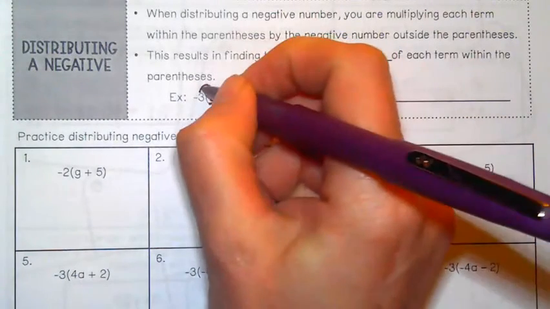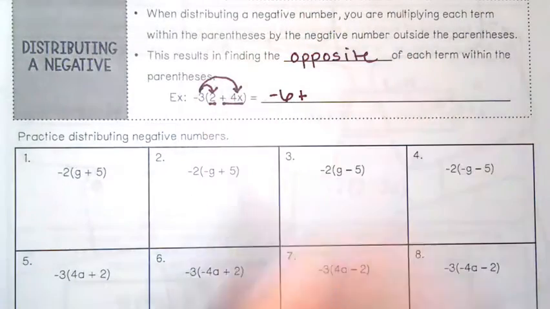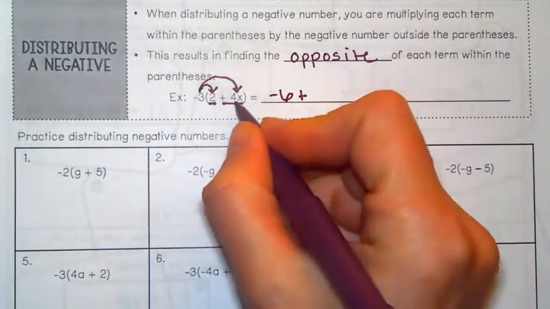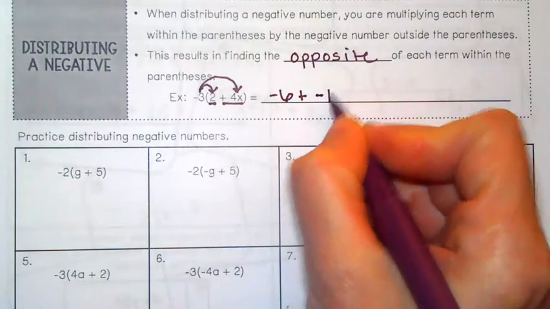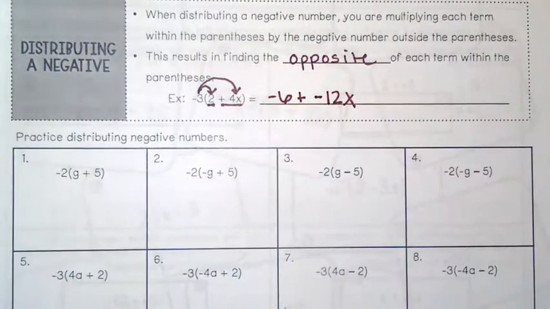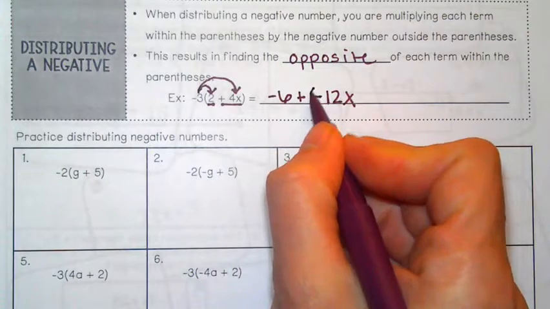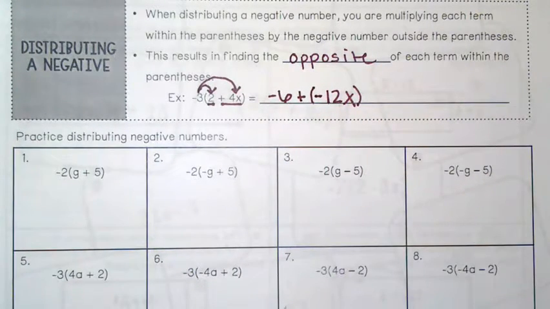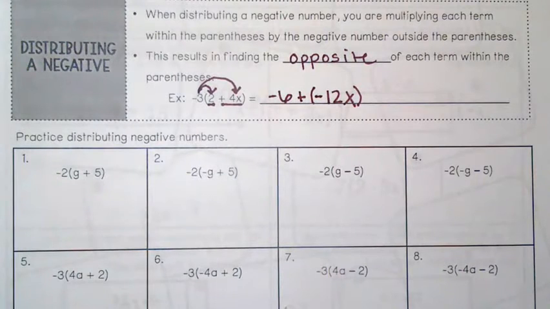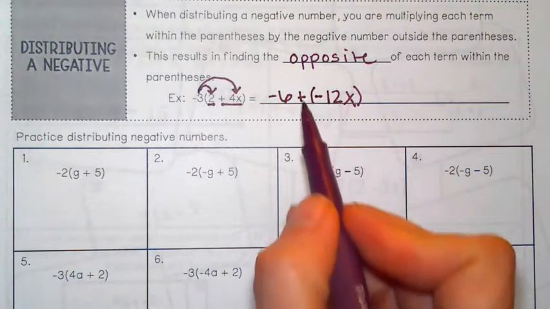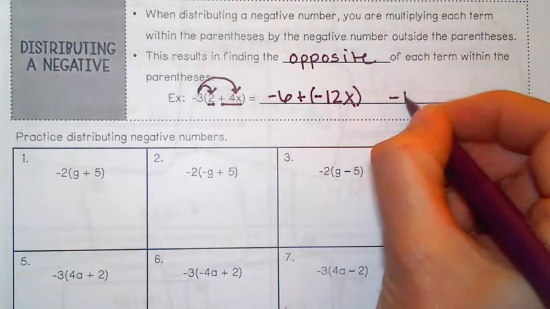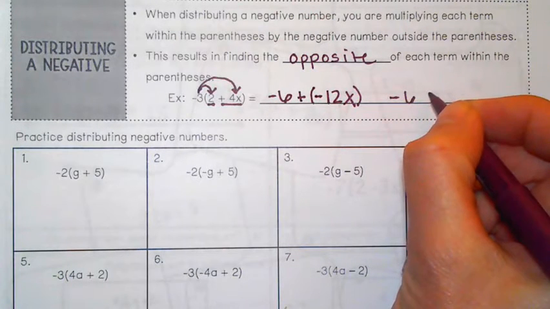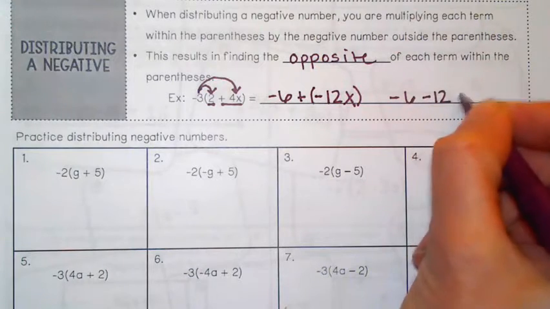plus negative 3 times positive 4x. Negative 3 times positive 4 is going to be a negative 12x. I could kind of leave it like this. Again, you don't want two symbols, a plus and a minus, bumping up against each other. But I like to simplify this. In algebra, we like to have as few symbols and numbers as possible. Adding a negative is just like subtracting that number.